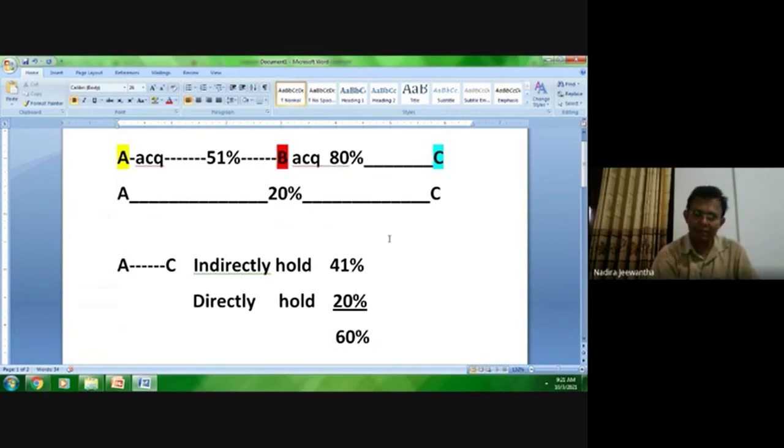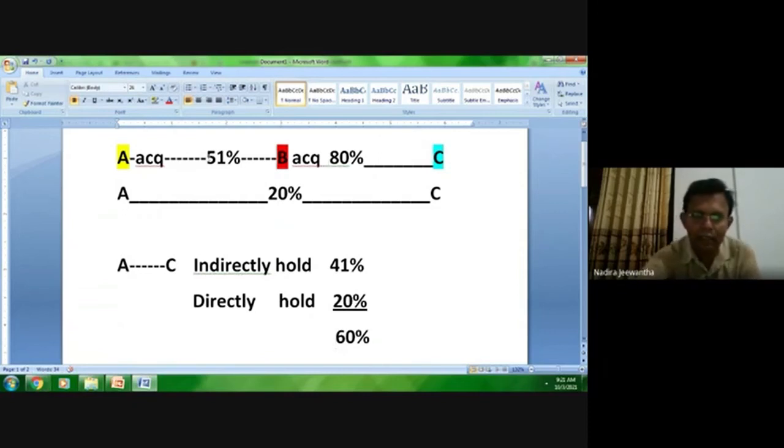parent and subsidiary. So the parent and subsidiary relationship, how do you build? One thing is direct, the other one is direct plus indirect. Indirect only. Now there are three methods to become a subsidiary. Either you directly go and acquire, or indirectly.